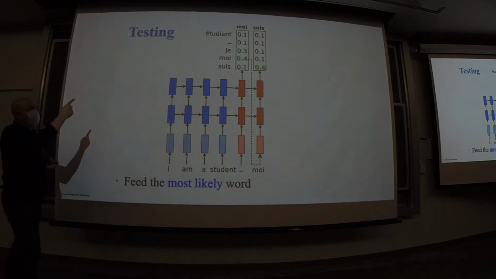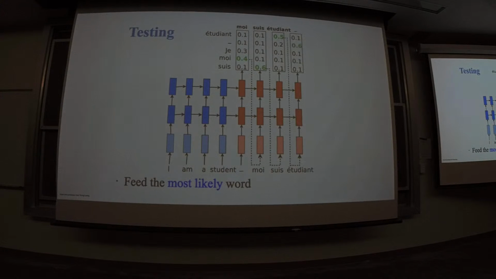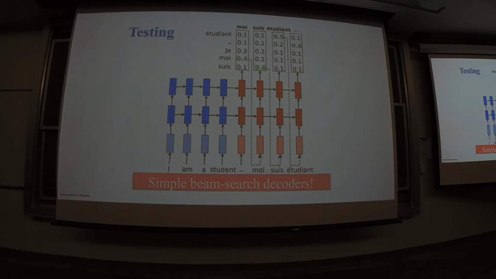That's going to produce for us another distribution over the vocabulary. We'll now take the most likely token there, in this case suis, so it's a little bit more, but that's correct. That's what we'd like to see. And then we do it again. You get that the most likely token next is étudiant, and then we get that the next after that is this underscore saying we're done.